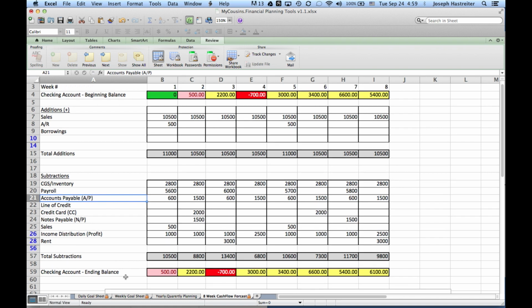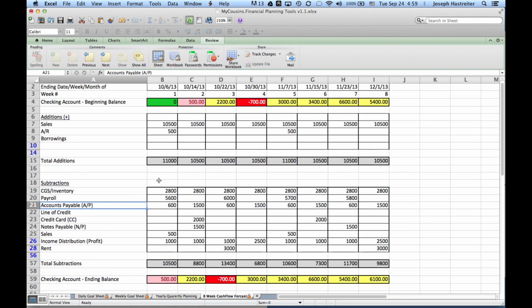Then we have our ending checkbook balance here. You're going to see we start with the beginning balance of 0, we add the $11,000 total additions, and we subtract the 10,500 total subtractions. So we get to an ending balance of $500. Notice this ending balance of $500 is then carried up to the beginning balance in week 2, and we have 500 up here. We go down and look at week 2: total additions were 10,500, and total subtractions were 8,800. So we get to an ending checkbook balance of $2,200, a lot more than our 500 the previous week.